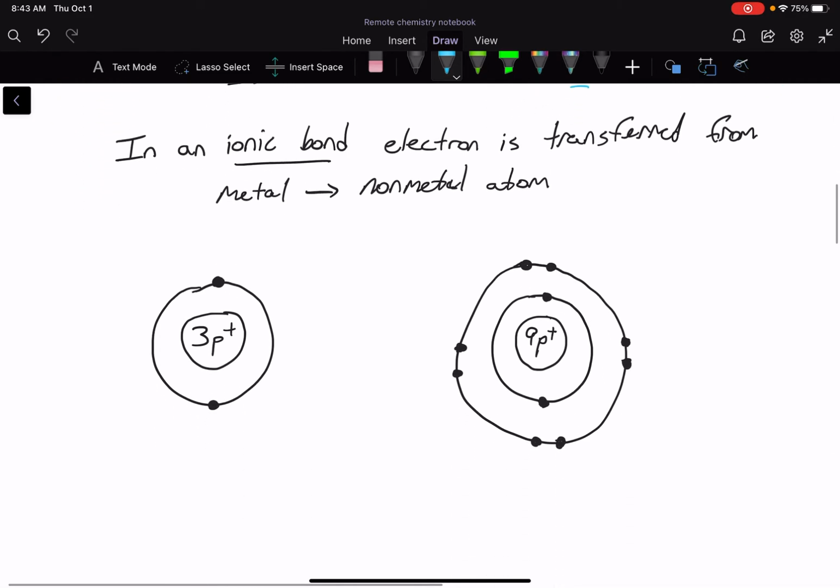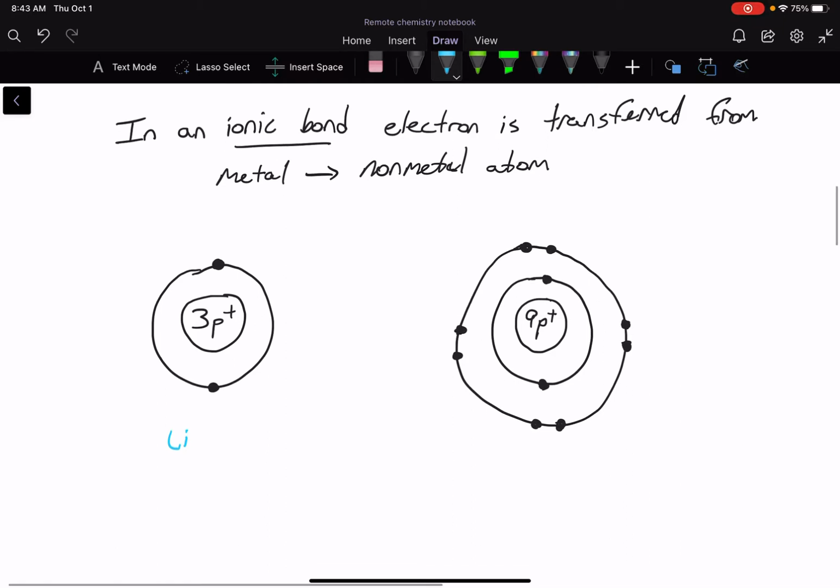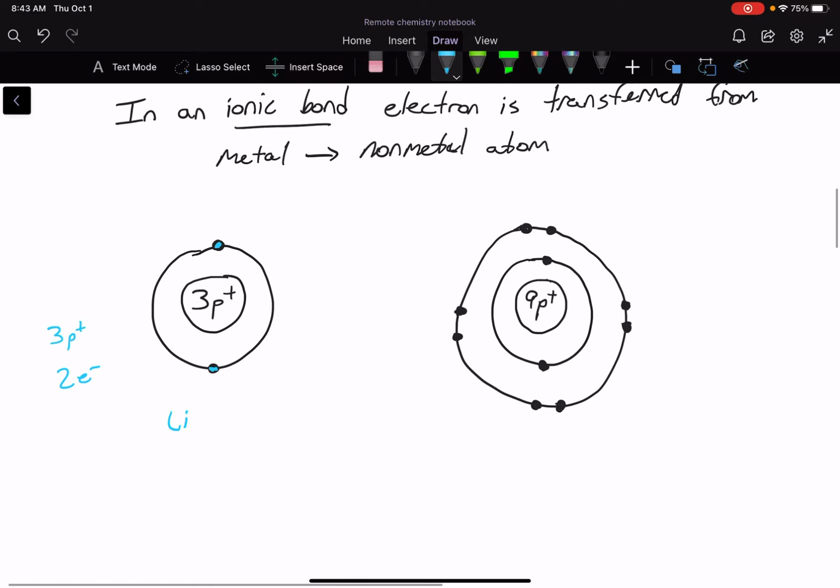All right, so now we have our new lithium, and because it lost an electron, it's now called an ion, which we learned last unit. This lithium ion has 3 protons, but now it only has 2 electrons. So if you have 3 protons and 2 electrons, you have an overall positive charge. To represent that on the lithium, we put a little plus sign.